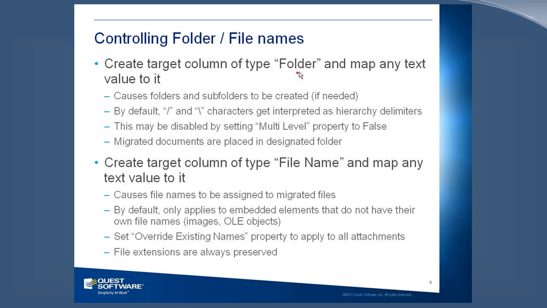So I could take the category field, map it to folder, and that would create folders with the category names. And if it's multi-level, if your category name has slashes in it, we will interpret that as a hierarchy by default, and we'll create folders and subfolders. If you don't want to do that, there's a multi-level property that you can set to false there. Many people don't know this, but if your data, like your category or subject, happens to have a slash in it, but you don't want that to mean subfolder, you can turn that off.